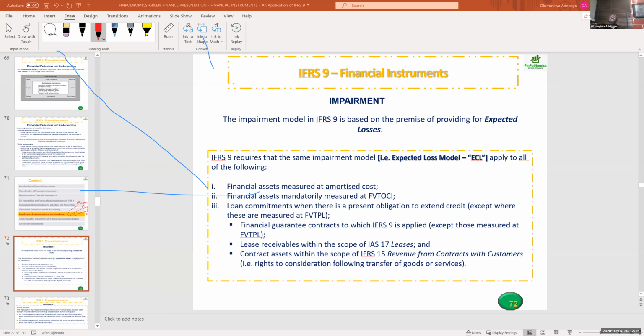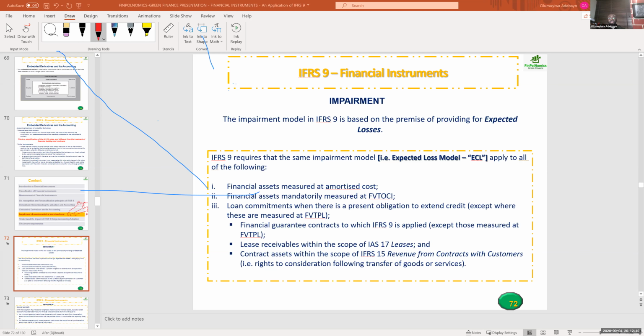When you have loan commitments, especially when there is a present obligation to extend that credit, you have to subject it to impairment, except if by way of your accounting policy, you have already designated it to be measured at fair value through profit or loss. And remember, anything measured at fair value through profit or loss will never be subjected to impairment, as explained by Ireti.